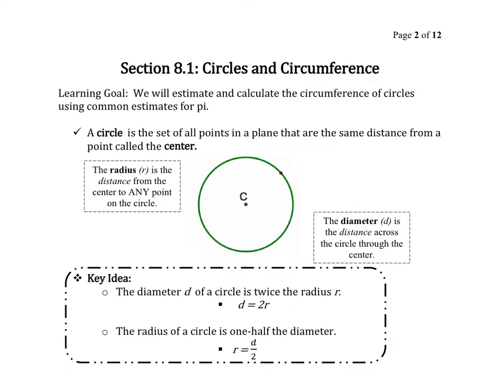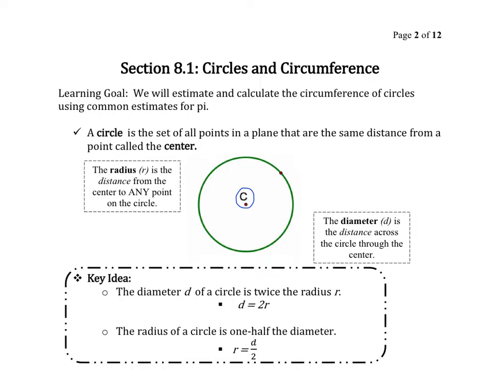Now, when we look at circles, it's important that we understand the vocab that goes along with it. A circle itself is just created from a set of all points on a plane that are the same distance around a point called the center. So you can see right here, we have our center labeled C.